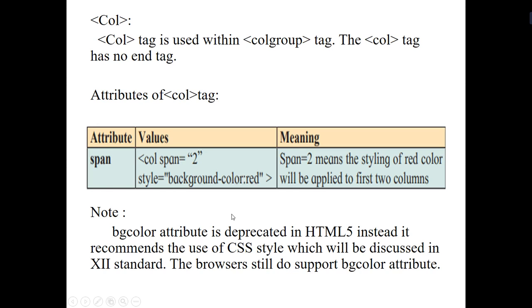Okay, and now what is the meaning of span? Span is equal to 2. It means that your background color equal to red, that is a style, will be applied only to your first two columns. Not for the entire columns, it will get applied to your first two columns.